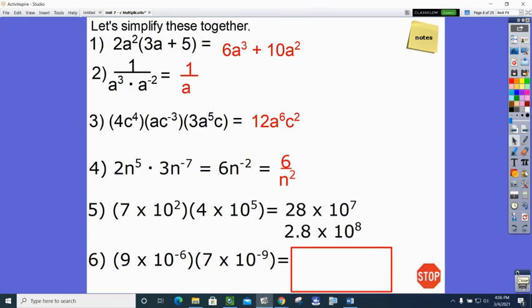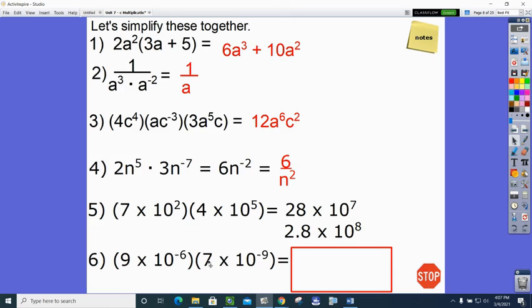And from past years, that is the thing that kids forget to do when they're multiplying scientific notation. They'll write the 28 times 10 to the 7th, and they will forget to fix it. How about if you try this last one today?